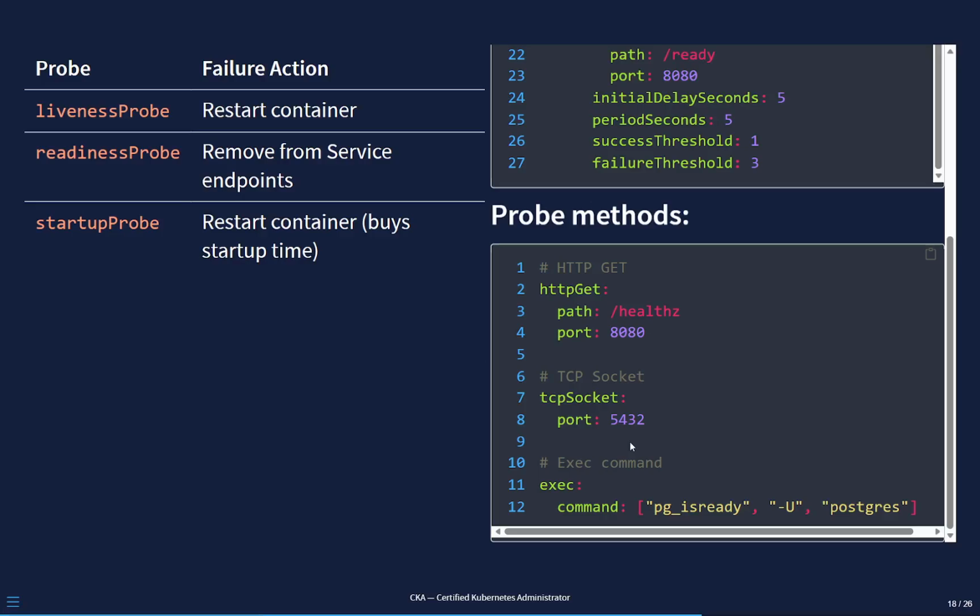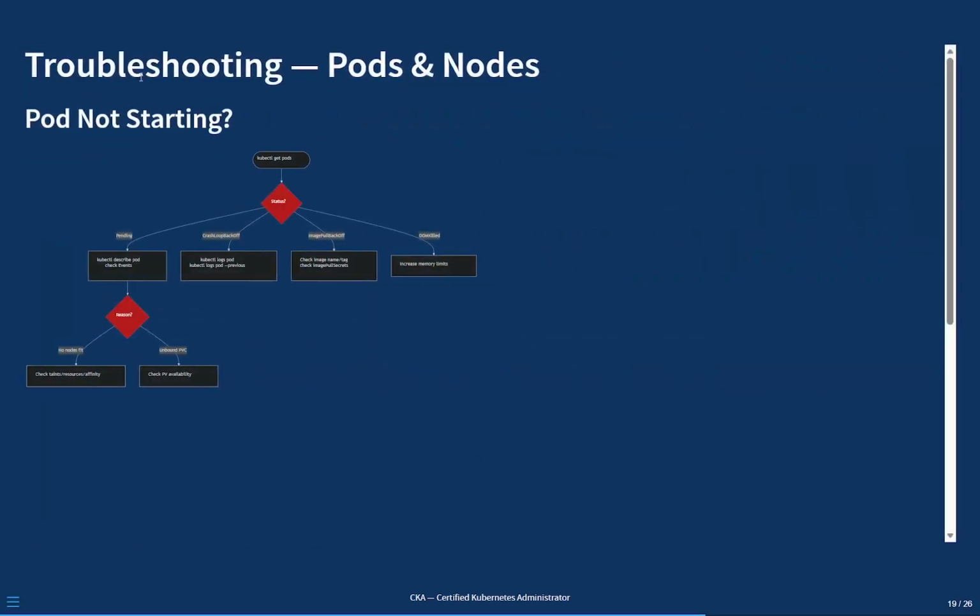Exec runs a command inside the container and checks the exit code. Next, we are now in the 30% domain, troubleshooting. Master this and you pass the exam. Look at the decision tree.